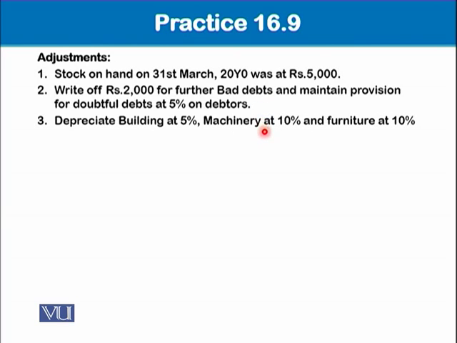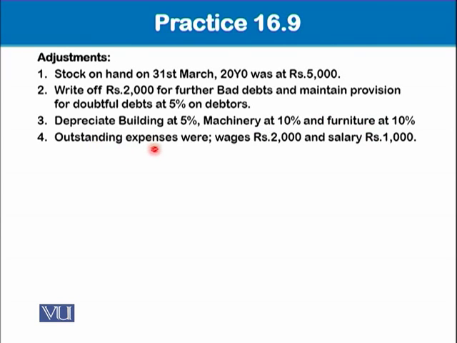Depreciate building at 5%, machinery at 10%, and furniture at 10%. Simply, we will calculate this percentage, and depreciation expense will be taken in the income statement as an expense, and its credit effect means the provision for depreciation account will be subtracted from the respective assets. Outstanding expenses for wages 2,000. It will be included in the wages expense and will be taken as a liability in the balance sheet.